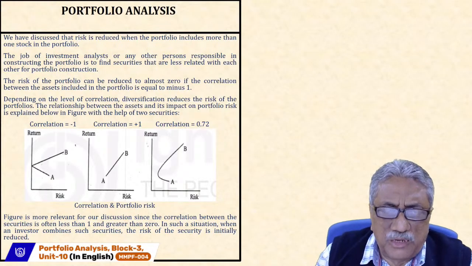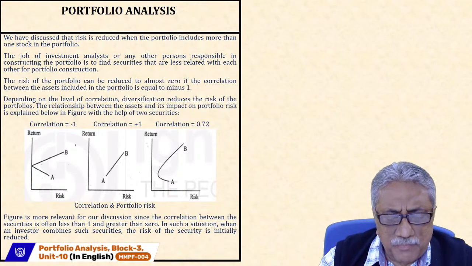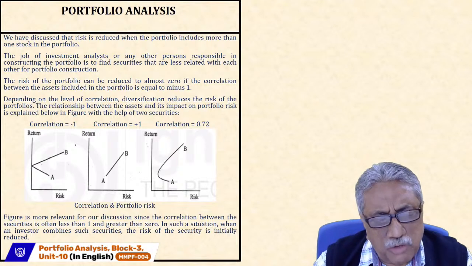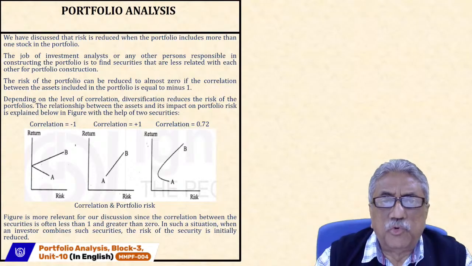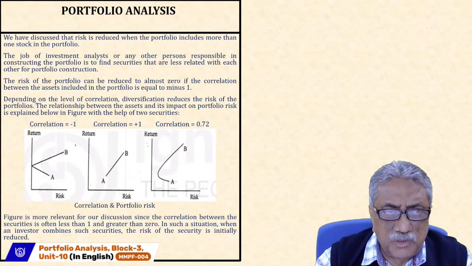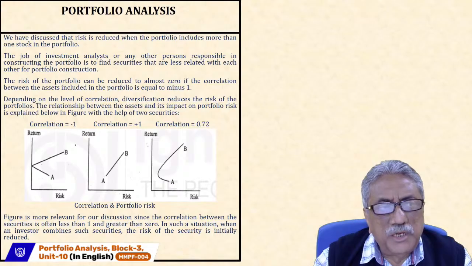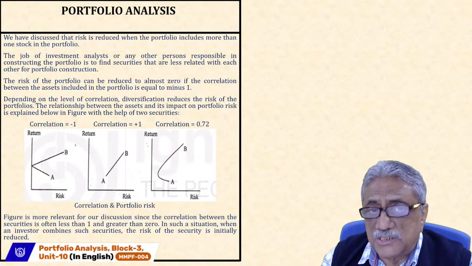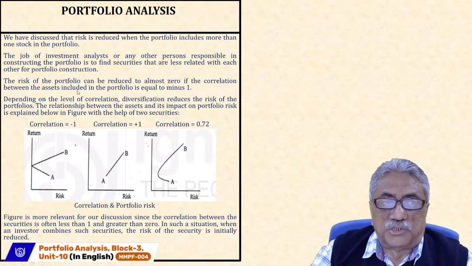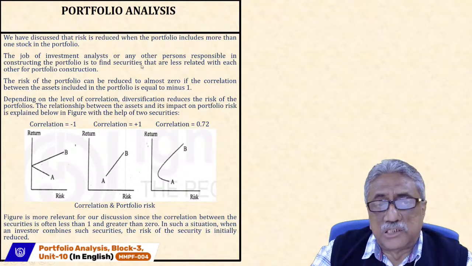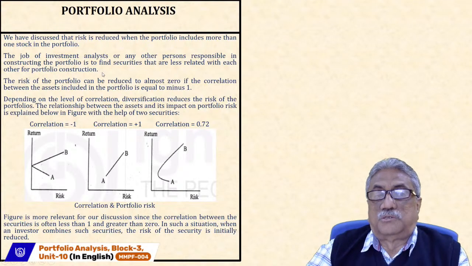Now let us do some portfolio analysis. Here we'll select some stocks and try to see the correlation between them, and I'll give you examples of the companies also. We have discussed that risk is reduced when a portfolio includes more than one stock. The job of an investment analyst, or any other person responsible for constructing the portfolio, is to find securities that are less related with each other. A very important line: find securities that are less related with each other for portfolio construction.